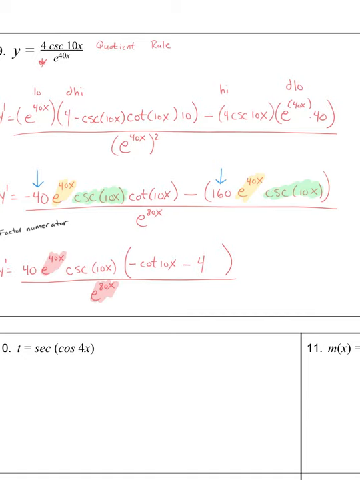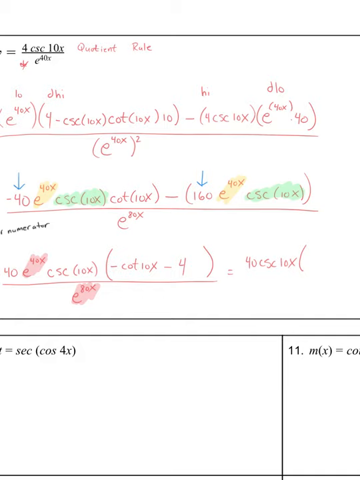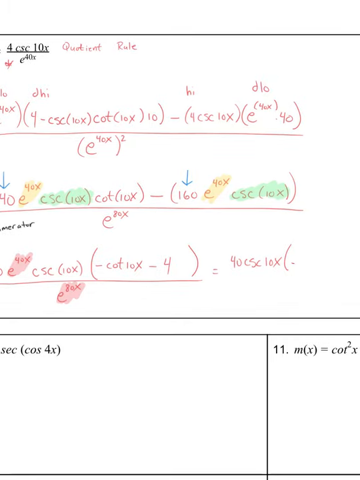All right, so when we simplify it, we have 40 cosecant of 10x times negative cotangent of 10x minus 4, and it is all over e to the 40x. And that is as far as you need to go. That is a lot. Go through that on your own.